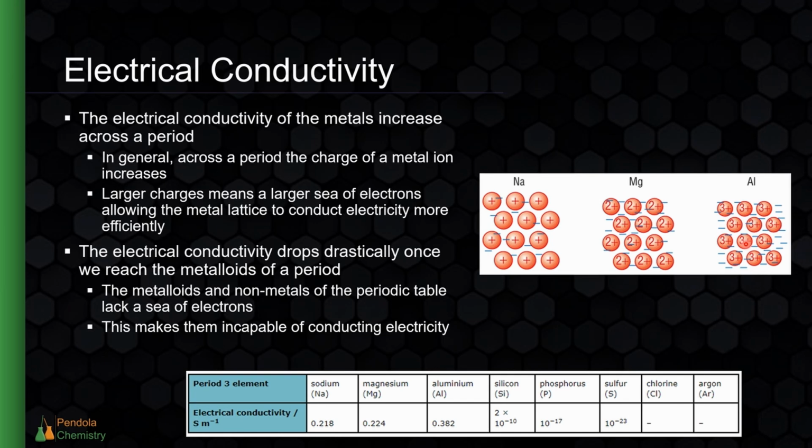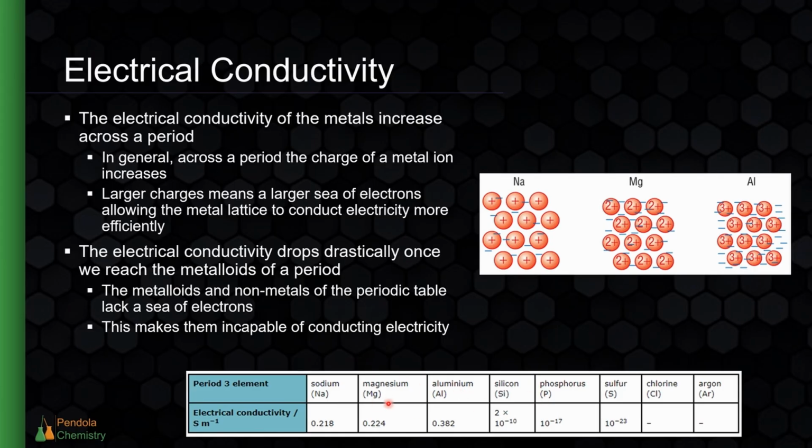The electrical conductivity is going to drop drastically across a period once we get to the metalloids and then to the non-metals. Remember that the metalloids, like silicon, are going to be semiconductors. And so they do still conduct electricity, but need special conditions, like high heat, to do so effectively. And then most non-metals are not going to conduct electricity whatsoever, or have very, very poor conductivity when they're solid, like phosphorus and sulfur. Chlorine and argon, being gases, are incapable whatsoever of conducting electricity.